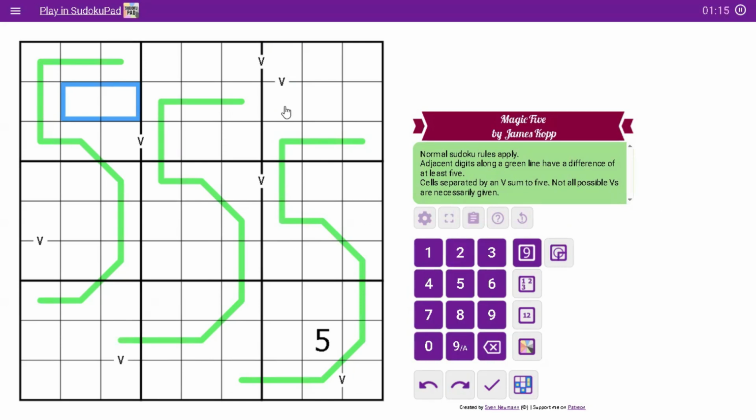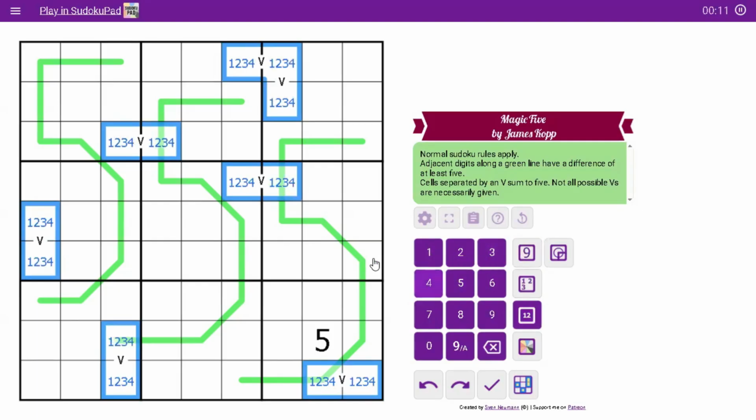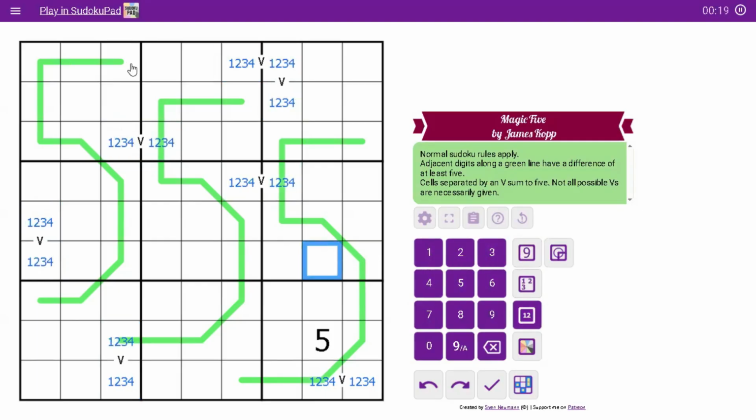The first thing I'm going to start off doing, it doesn't hurt to highlight all these V cells, and they can only be 1, 2, 3, or 4. Now, the thing about a German Whisper is we can't have a 5 on the line, because if we put a 5, we'd have to have digits that differ by at least 5, and you'd either have to put a 10 or a 0, which are not allowed in Sudoku rules. So you can't have a 5 on the green line. It's funny, all these green lines have the shape of a 5, which is very cool.